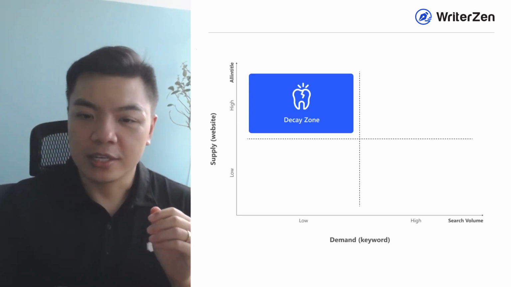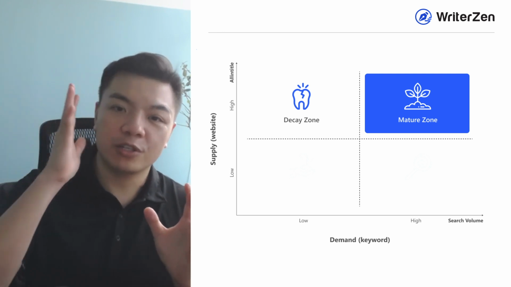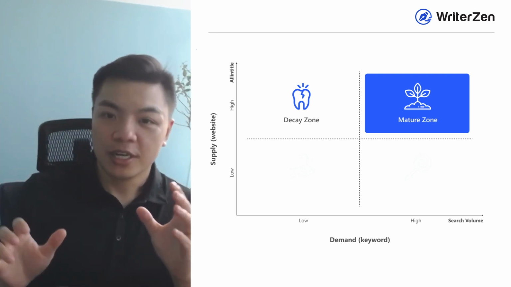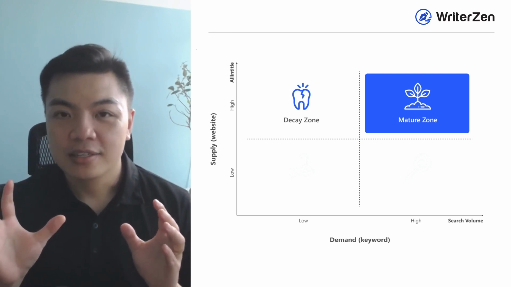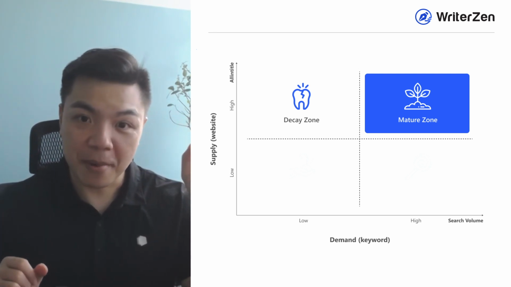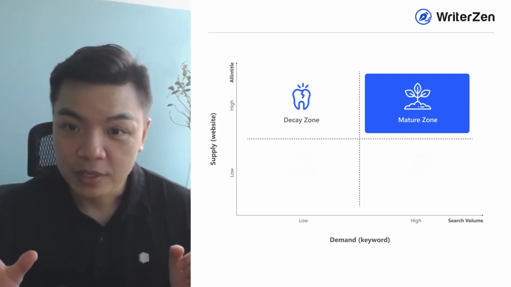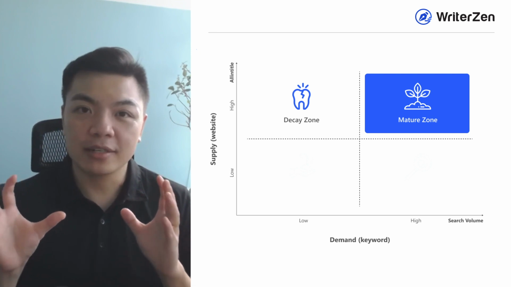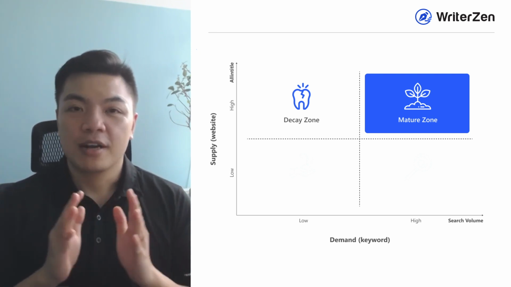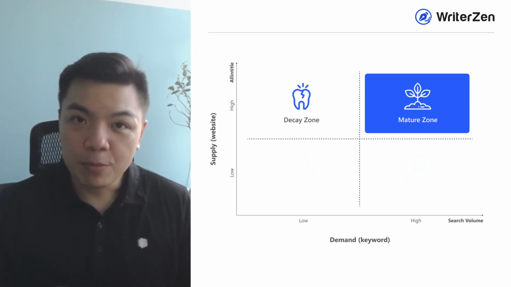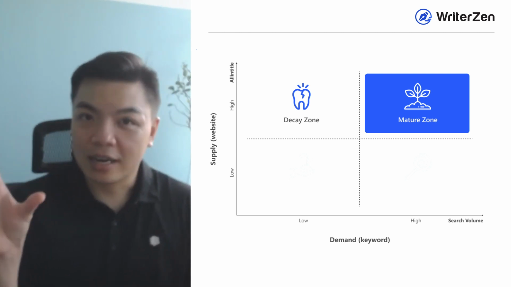The second zone is what we call the mature zone. The mature zone is at the top right corner, and in the mature zone you will see that it has very high supply, a high allintitle amount, but it also contains very high demand, which is high search volume. The mature zone contains all the very mature keywords. Mature keywords are keywords that have a lot of demand, a lot of people searching for them, but there are also a lot of suppliers, a lot of websites targeting them.